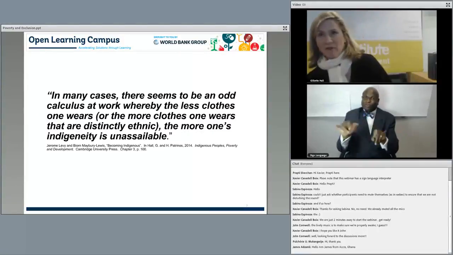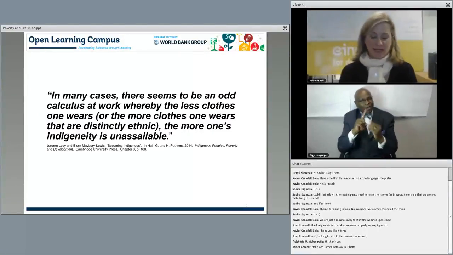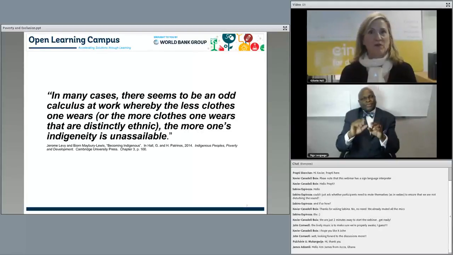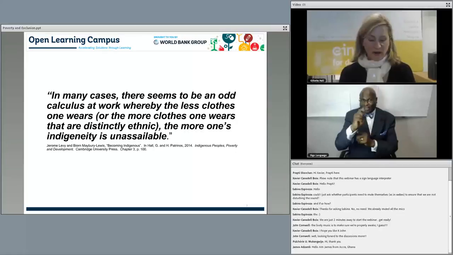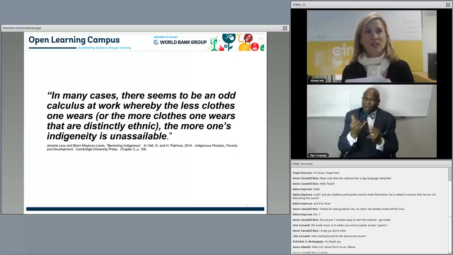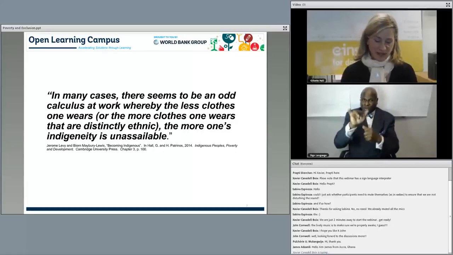So one of the points made in setting out the framework for our most recent work, our book, there's this lovely quote here. In many cases, there's an odd calculus at work, whereby the less clothes you wear, or the more clothes you wear that are distinctly ethnic, the more we're happy to consider you to be Indigenous. Now, there are two interesting problems with this.